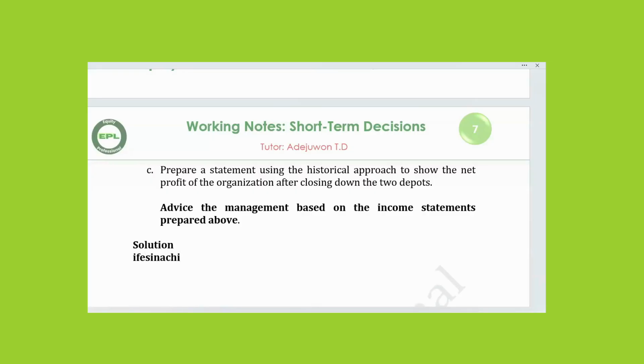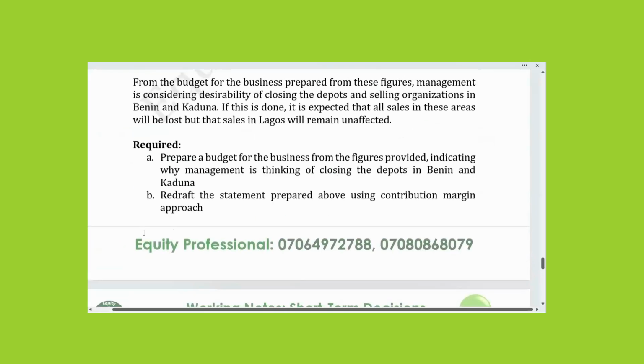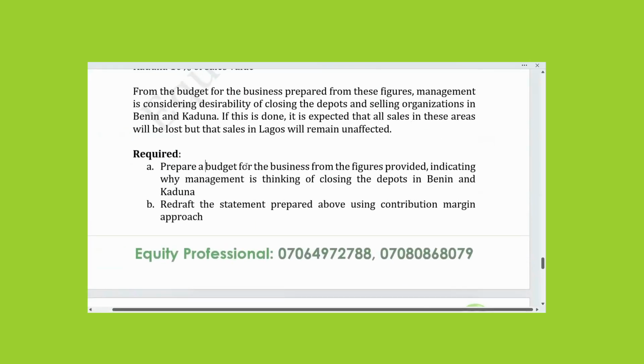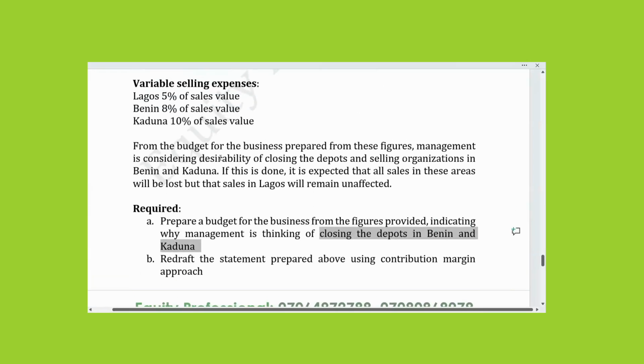Welcome, sir. The examiner is asking you in part A of the question to prepare a budget for the business from the figures provided, indicating why management is thinking of closing the depots in Benin and Kaduna. So the examiner says you should prepare a budget. What kind of budget would that be?